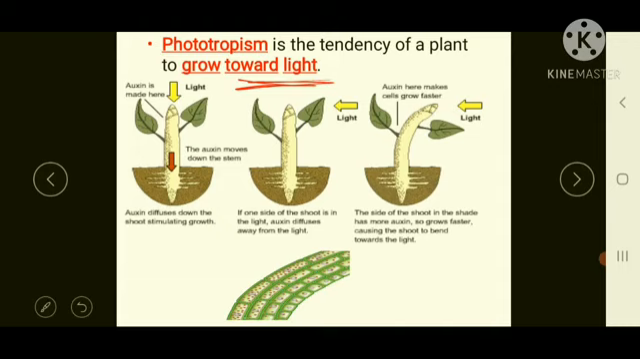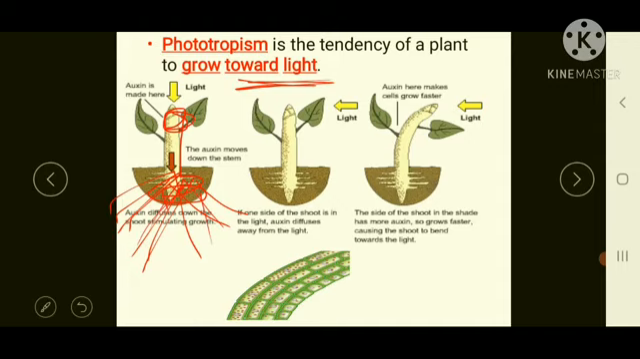Here in this figure we can see that there is a high concentration of auxin due to the presence of light. The auxin concentrated on the upper part diffuses downward and concentrates in the lower part of the plant. So auxin diffuses down the shoot, stimulating growth.